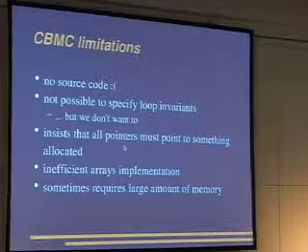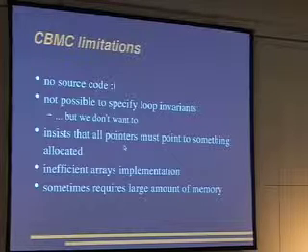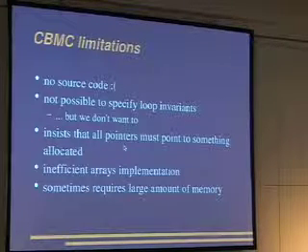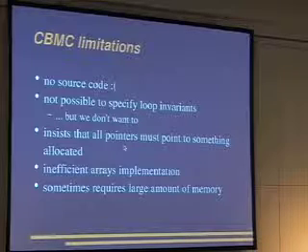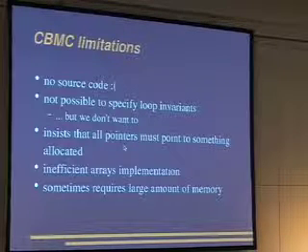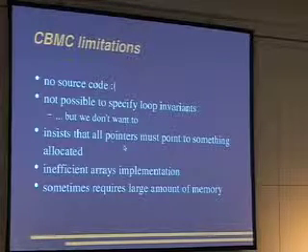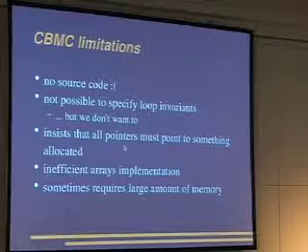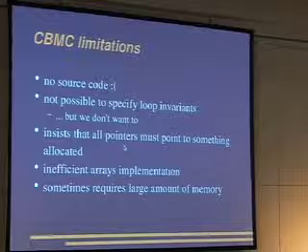For instance, if you try to prove properties of a library function which takes some pointer as an argument, right? So at the entry to this library function, you do not know whether this pointer points to anything allocated, whether it's valid or not, and simply CBMC refuses to work on that. So this is a problem. You have to work around that.